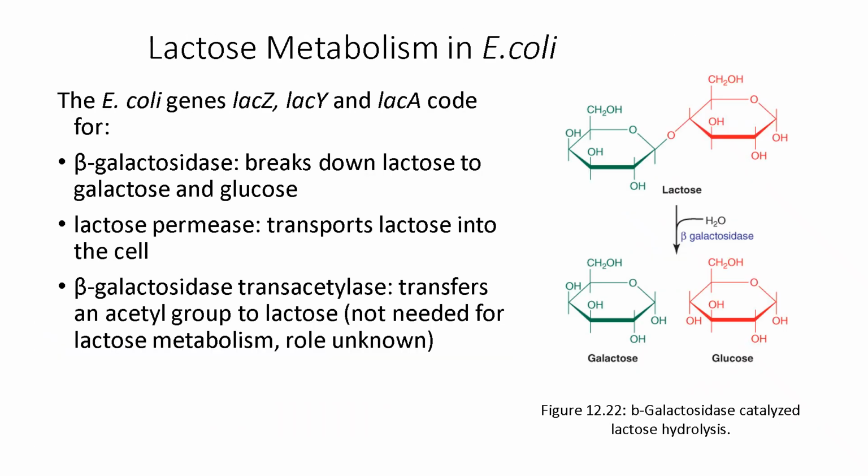In E. coli, the genes lacZ, lacY, and lacA encode enzymes for lactose metabolism. These include beta-galactosidase, which breaks lactose into glucose and galactose, lactose permease, which imports lactose, and a transacetylase, whose function is less clear. These enzymes are not produced unless lactose is present in the environment.